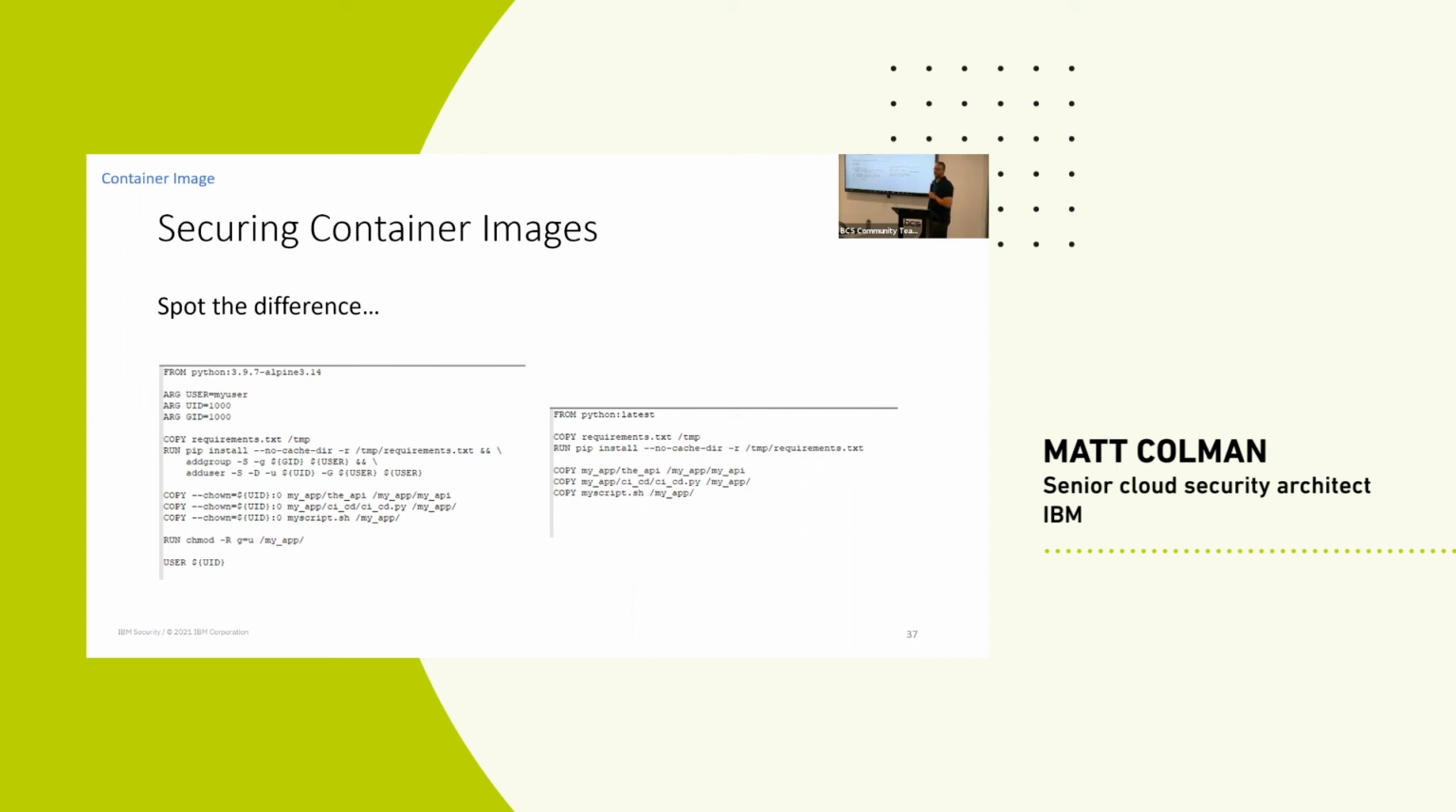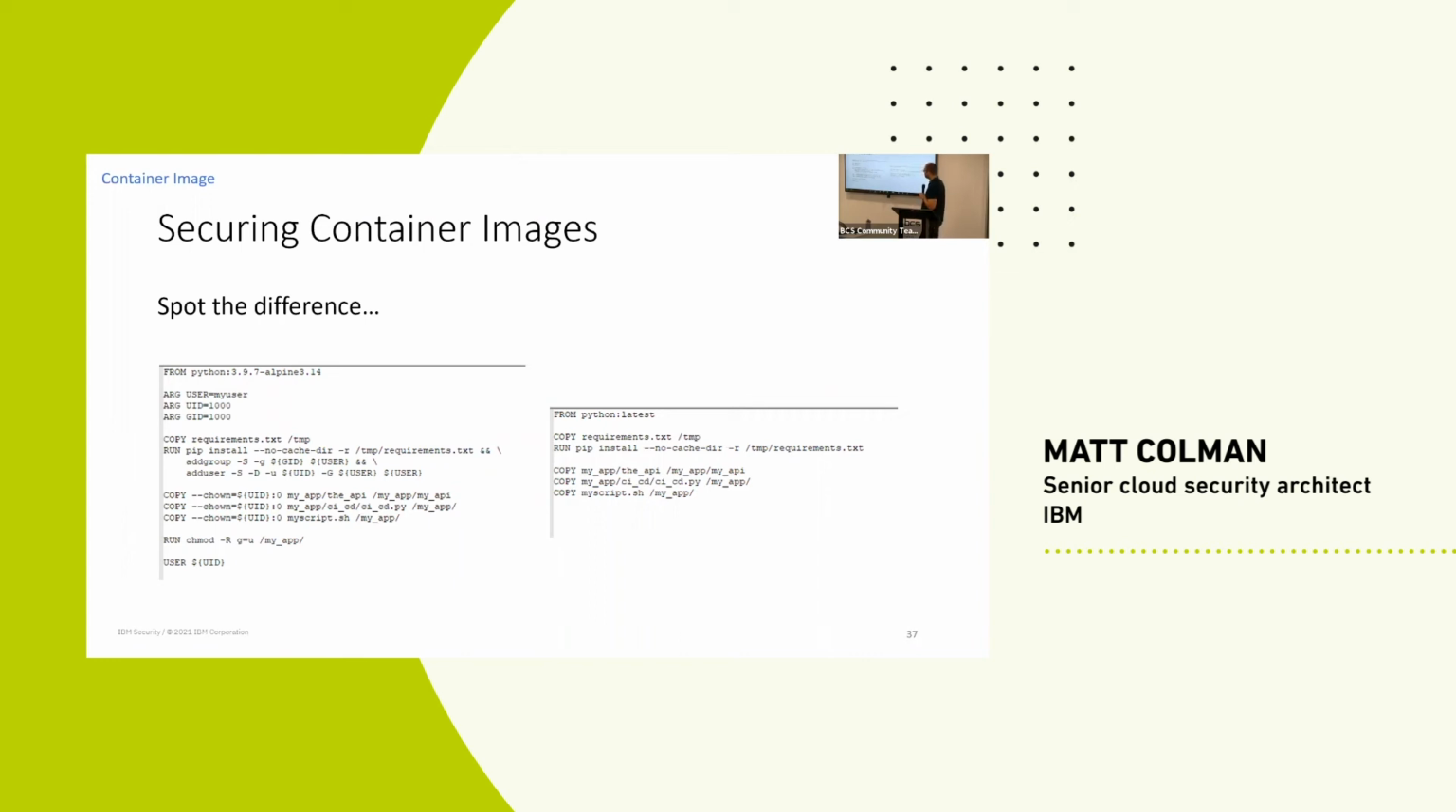Specifying latest on Python, I don't know what I'm getting. Specifying the other one, I know I'm getting Python 3.9.7 running now. I've got more information, I know what I'm running. What we then also do on the left-hand side one here is to actually create a user and specify that we are going to use that user and give it access to the things that we are copying over.